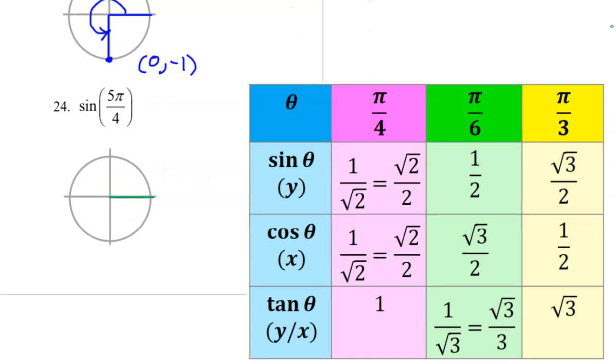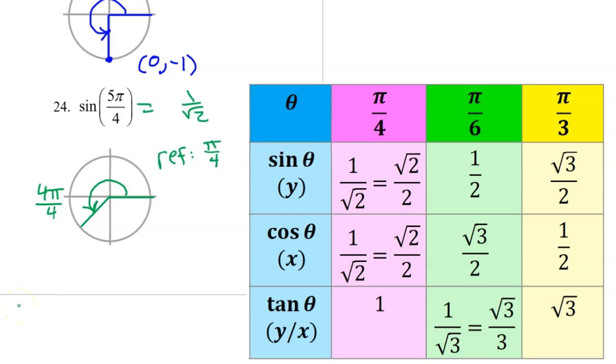In what quadrant is 5 pi over 4? We can think of pi as 4 pi over 4. Therefore, 5 pi over 4 will be pi over 4 more, placing it into the third quadrant. This tells us that the reference angle is pi over 4.